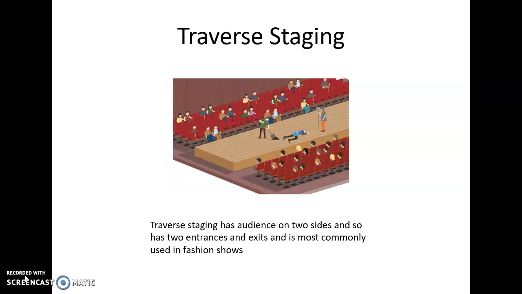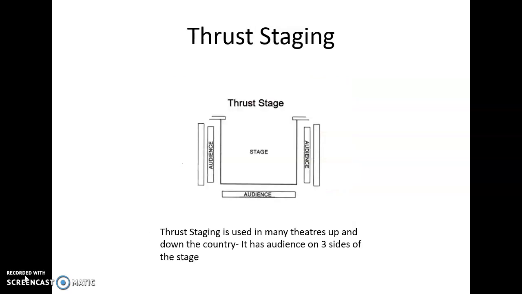We have something called a traverse staging, and traverse staging has the audience on two sides of the stage. This is most commonly used in things like fashion shows and has two entrances and exits. So you've got audience on two sides of the stage on a traverse stage.